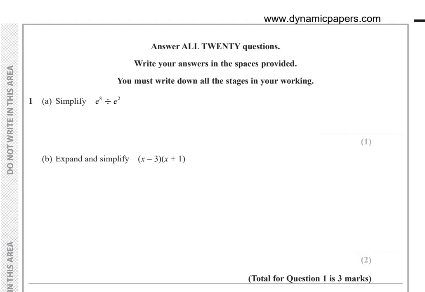Number 1 A. Simplify e power 8 divide e power 2. When we divide, subtract the power. So 8 minus 2, 6. So e power 6.